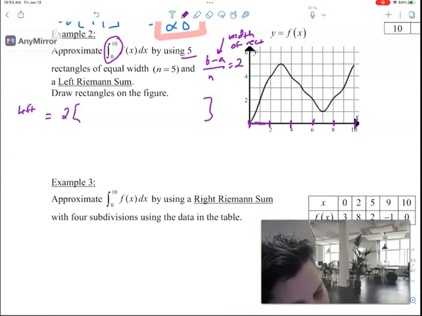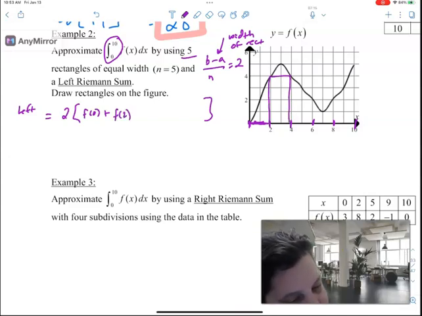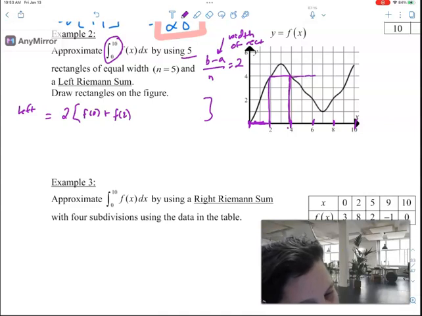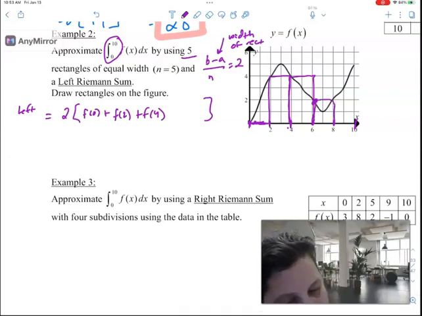Now, for the left-hand sum, I'm going to start with the height at 0 for that one. Then I'm going to start with the height at 2. That's my next one. Between 4 and 6, I'm going to pick the height at 4. I drew that wrong. That was a midpoint. Hold on. Okay, so I go to 4, and I draw a height at 4. And then a height at 6, that's going to go right there. So I'm going to draw a height at 6. And then at 8, I'm going to draw a height at 8.